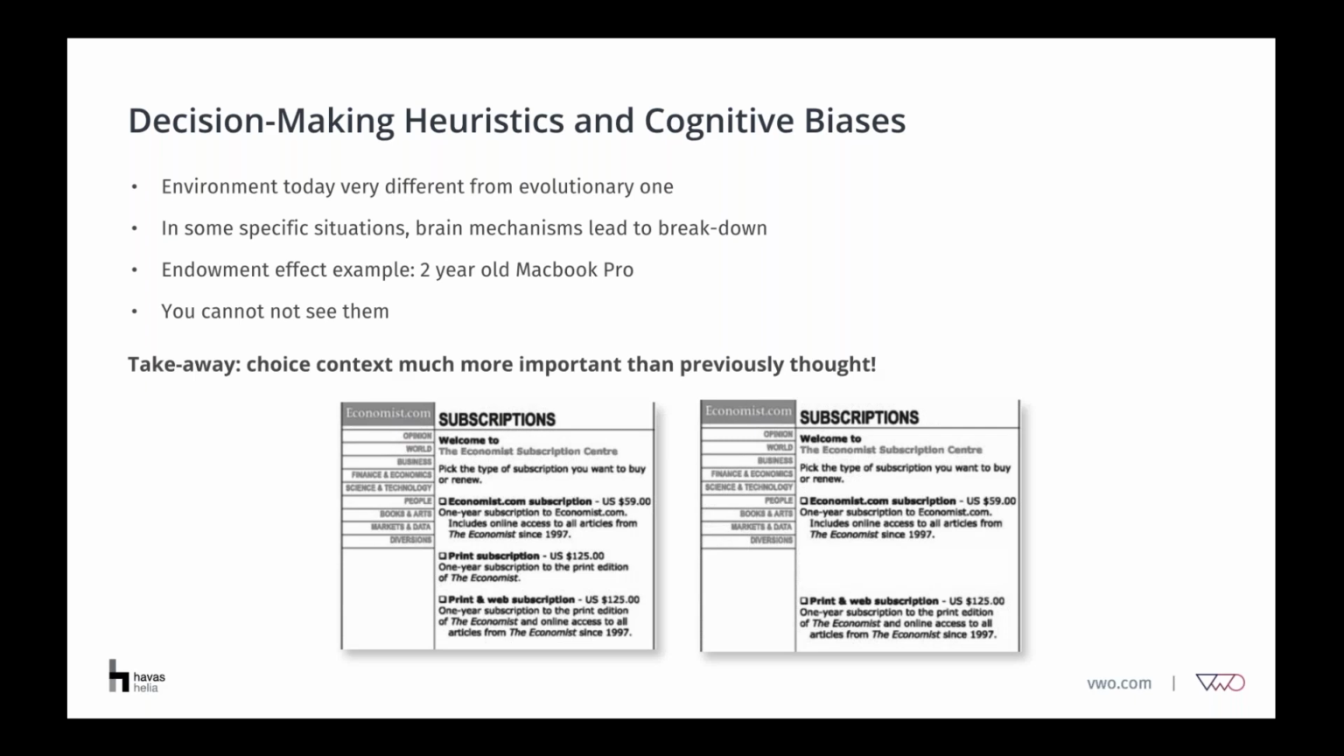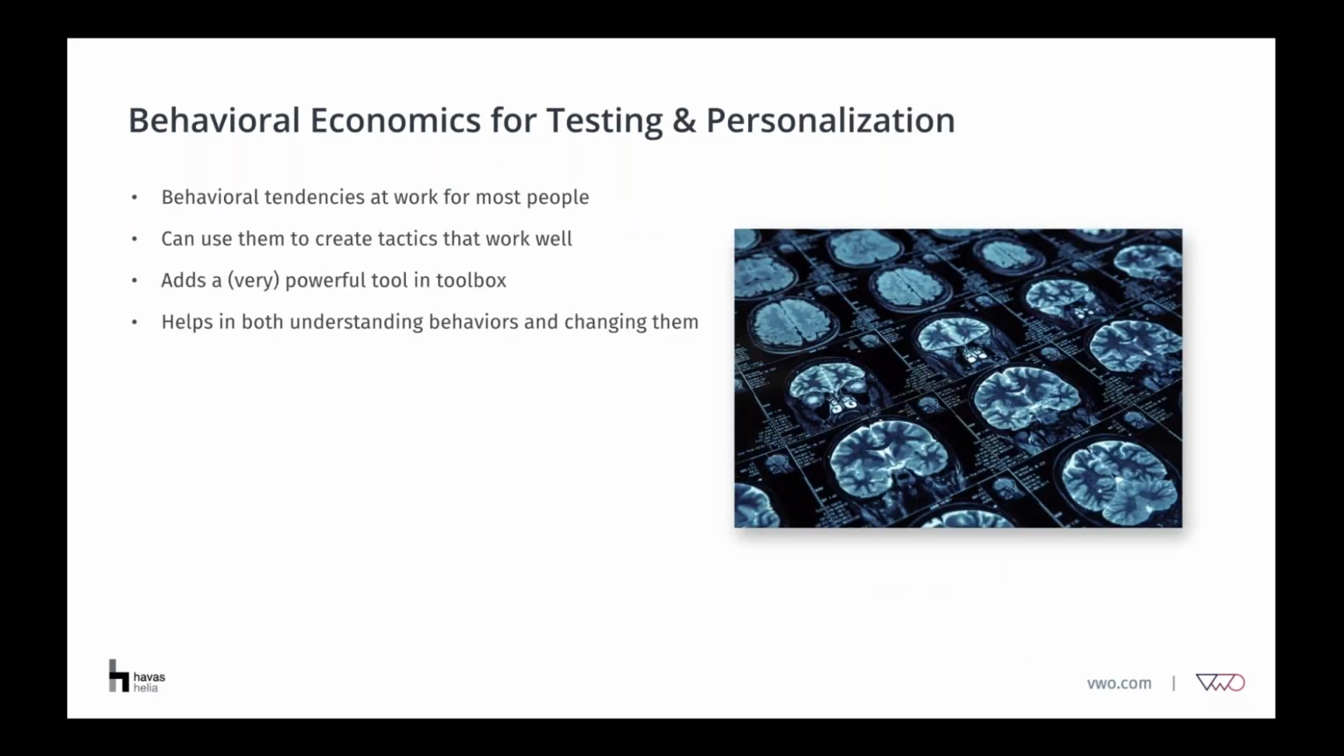So the takeaway here is that the context around a choice is much more important than previously thought. That's the whole body of work from behavioral economics. It's not just the facts, it's the context around those facts and options. That is really important. And I'm waiting for the slides to catch up.